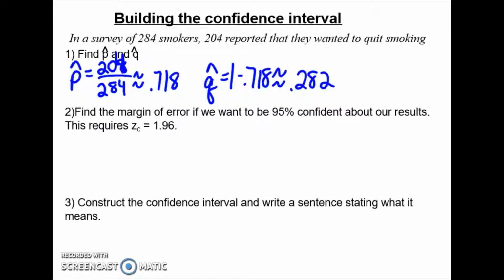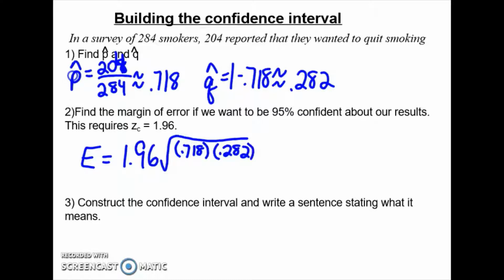So when we want to calculate our error, we know again we're going to use our z-score of 1.96, square root of our p hat times our q hat over our sample size, which in this case, again, is 284 people.